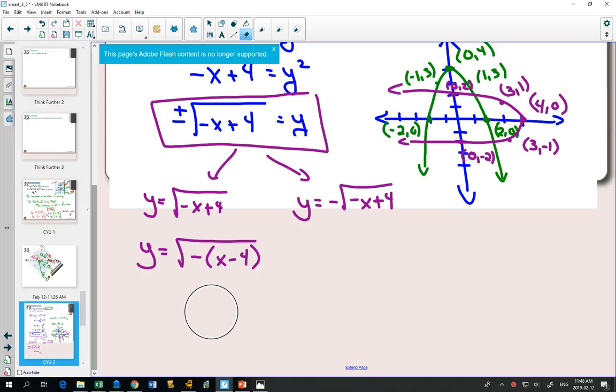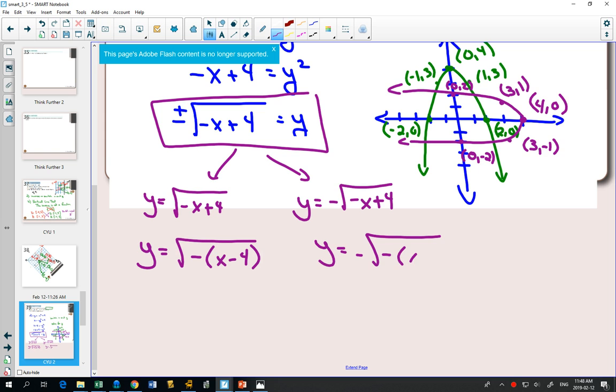And in the second equation, again, I would have to factor out the negative. The negative outside, we start with our regular square root. The negative outside would be a vertical reflection. The negative inside would be a horizontal reflection. And then it gets moved 4 to the right. Can you see that that matches up with the bottom part of the parabola?